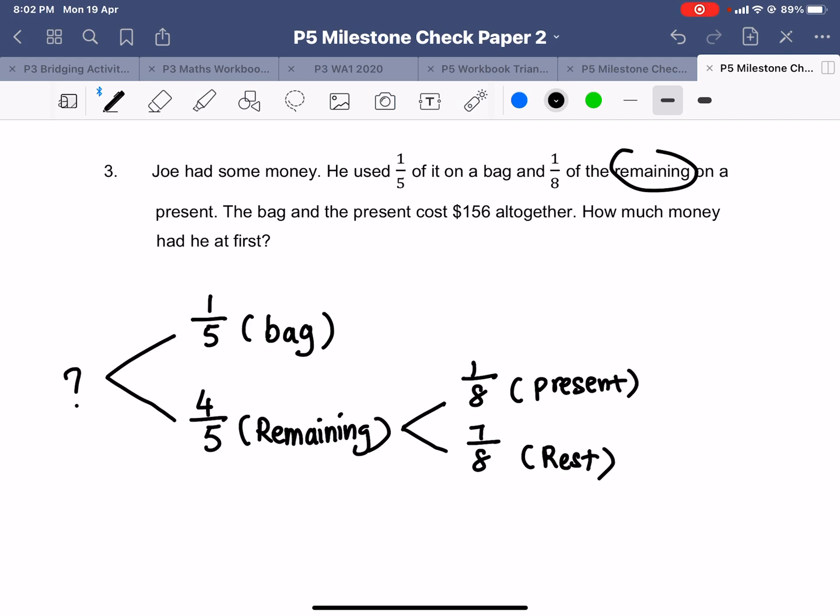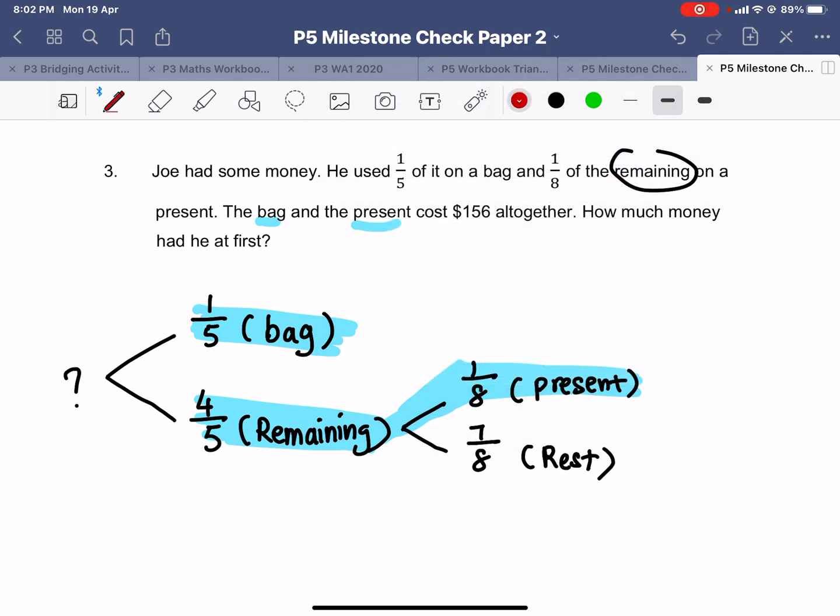Now the next question is this. The back and the present cost $156. Now the back is none other than this branch. This is the first branch. Now the second branch is the present. Now where is the present? The present is here. Now trace back the branch, you will be able to see that this branch connects to this as well. So let's try to solve the harder branch first, shall we?